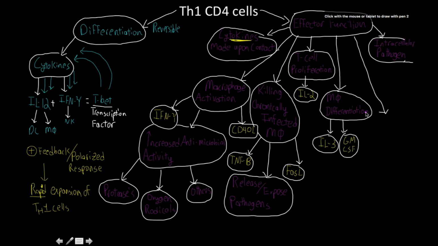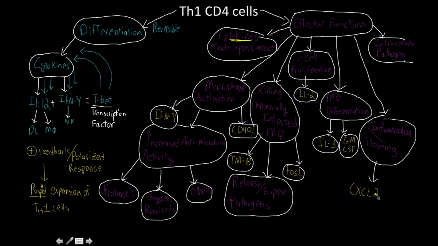The next thing is really just inflammation, and then macrophage homing, or leukocyte homing, if you want to think about it. This is accomplished with CXCL2, which is the common chemokine for macrophages.